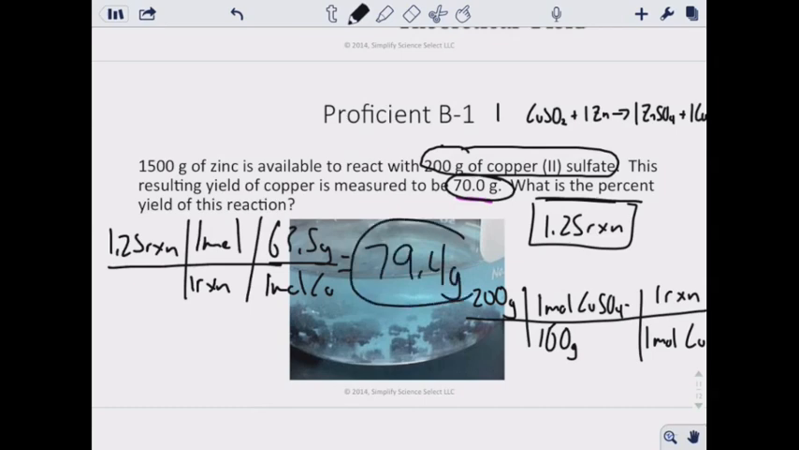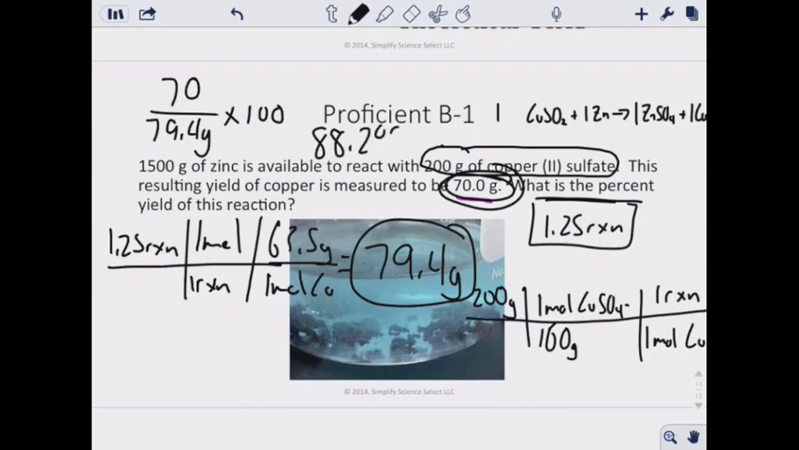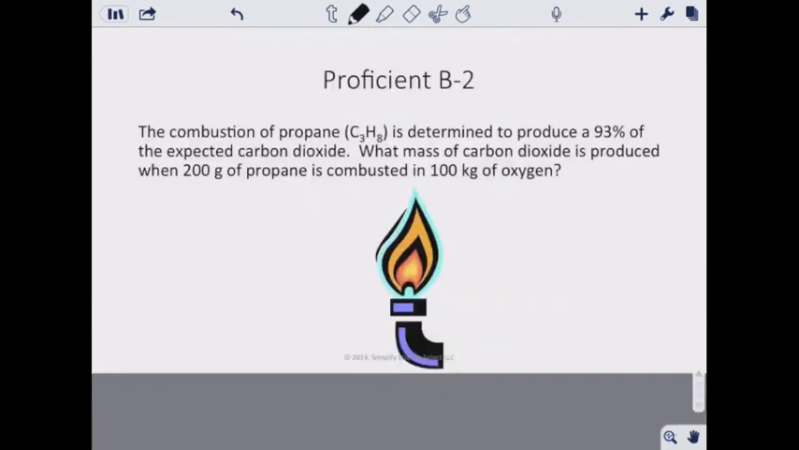Well, to find our percent yield, there's our theoretical, there's our actual. So all we do is 70 divided by 79.4 grams times 100, and that'll give us a percent yield of right around 88.2% in that reaction. Let's look at another example.